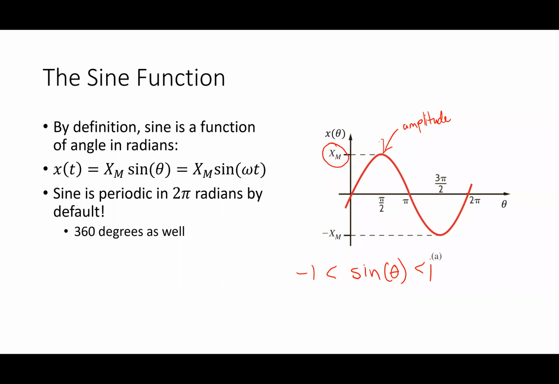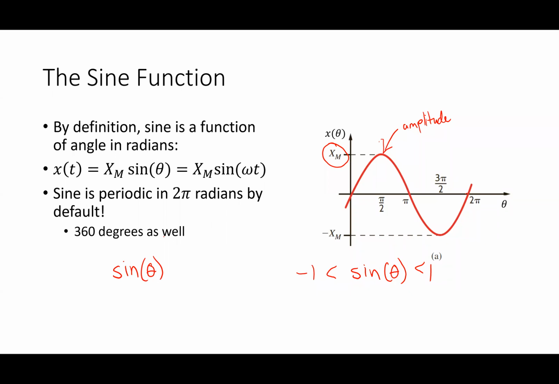By definition, sine is periodic in 2 pi radians, meaning it repeats after 2 pi radians. So if you use the sine function, by definition, it goes from 0 to 2 pi. Now, you can change your calculator and force it to be 360 degrees. Okay. But it is by definition in radians.